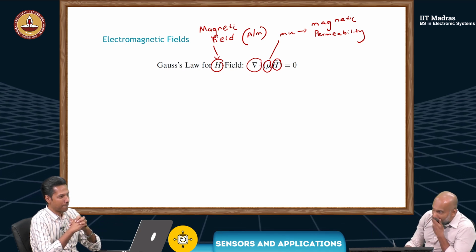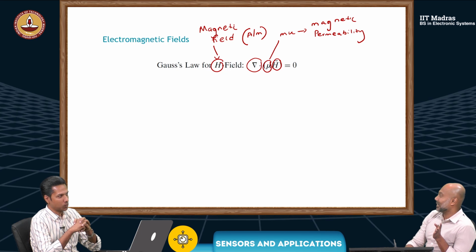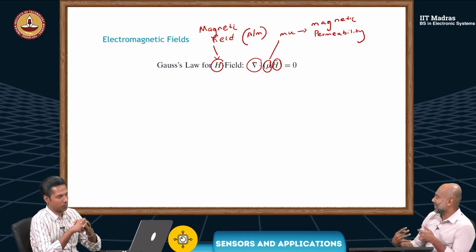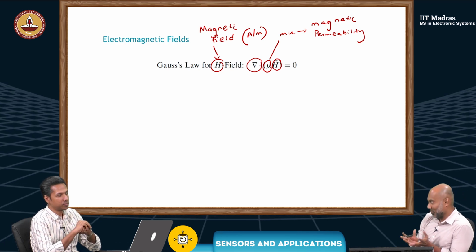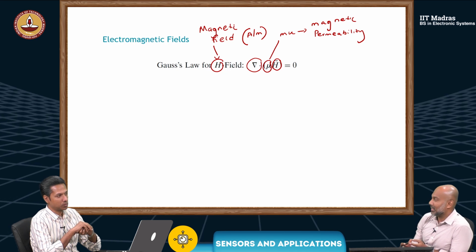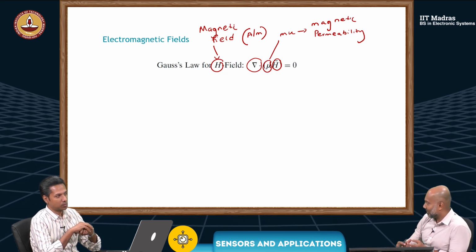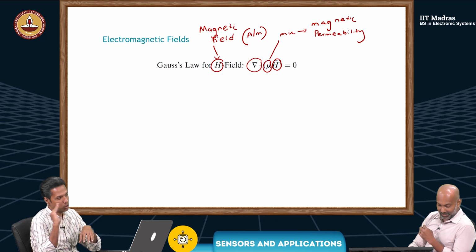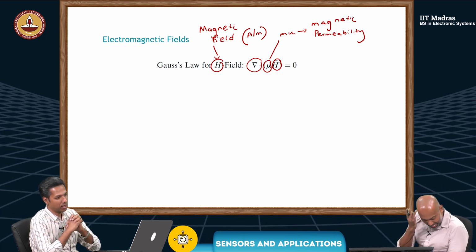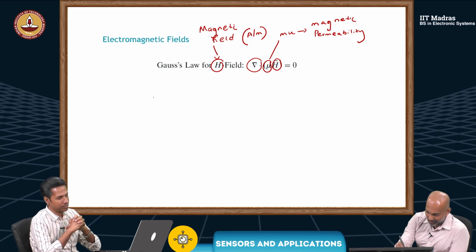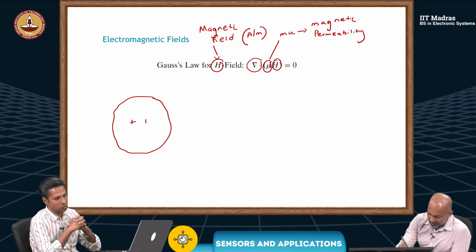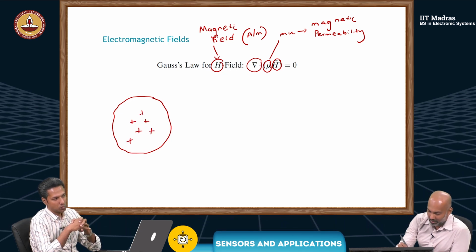You said in the electric field case, you need to have an equal number of positive and negative charges for this to happen. But in this case, what you're saying is the divergence of B, which is how much the field changes. That means the amount of field that's going out and coming back to that volume is equal. So let's look at the picture we drew before.